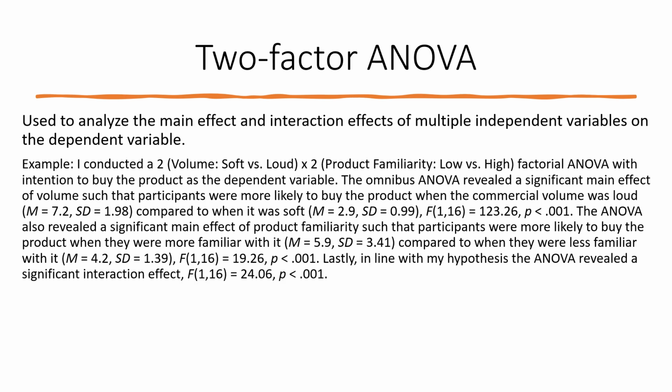So what about a 2-factor ANOVA? What if you want to get really spicy with everything and have multiple independent variables and see how different things affect one dependent variable? The official terminology here is that a 2-factor ANOVA is used to analyze the main effect and interaction effects of multiple independent variables on the dependent variable.